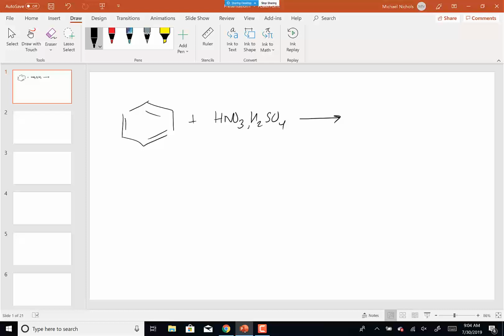And when you erase, you could probably just erase the group because we're going to be using the benzene rings the entire time. You're just going to be putting different groups on it.